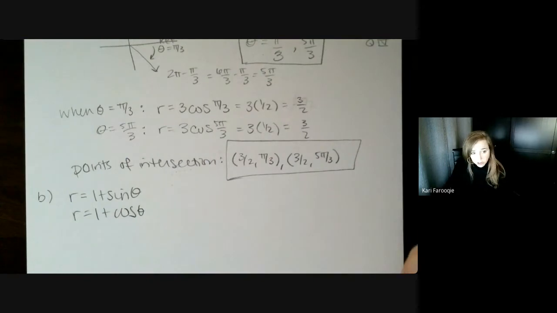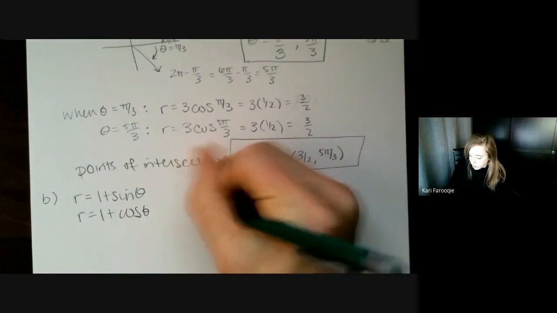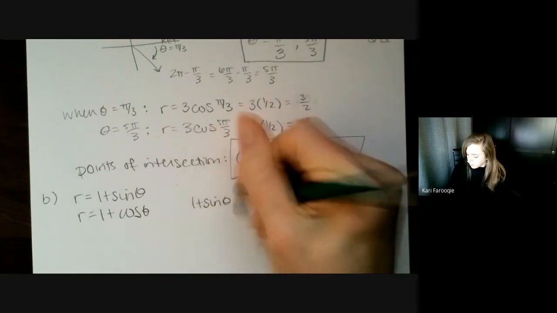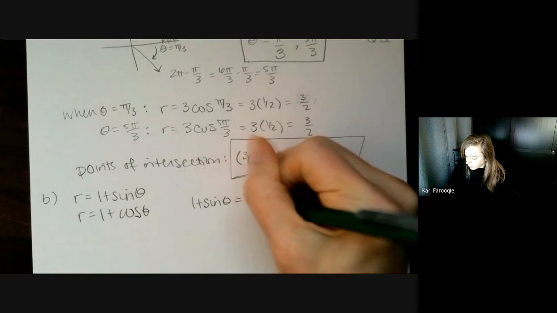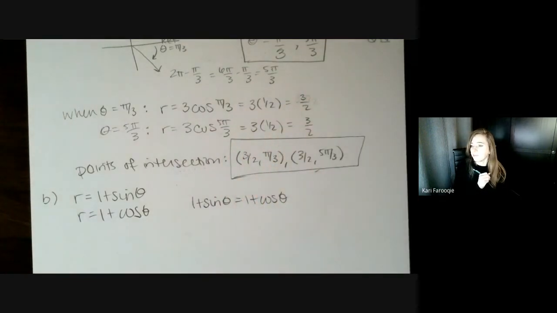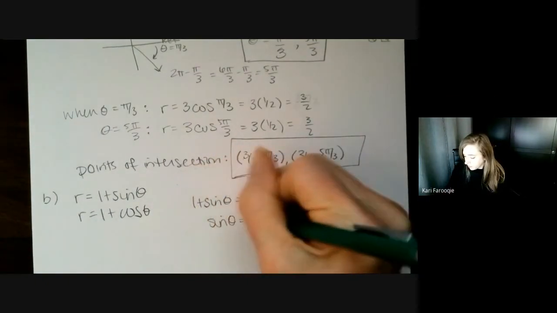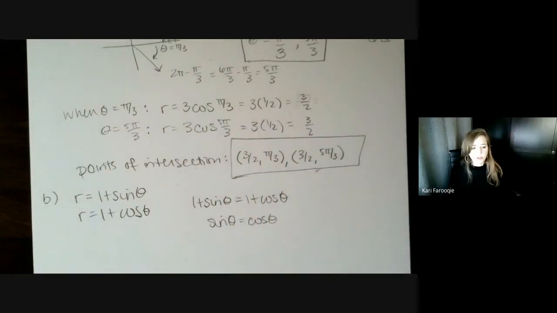So to find that intersection point, we're going to set these graphs equal to each other. When you subtract 1 on both sides, you're just going to get sine theta equals cosine theta. I did this one on purpose because even though this equation is pretty straightforward, students have a hard time with it because they don't know what to do. They're like, what process am I supposed to use here to solve for theta?